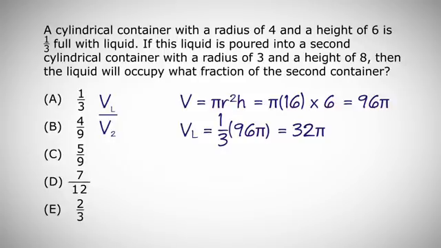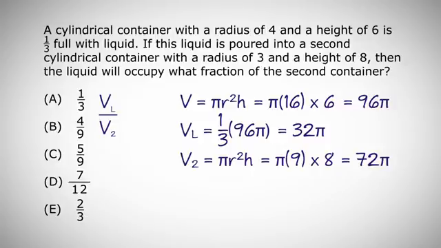This is going to be the numerator of our fraction. And our denominator is going to be the volume of the second container. The volume of the second container is going to be pi times radius squared times height. And since we know that the radius of the second container is 3, radius squared is 9, and the height is 8. So the volume of the second container is 72 pi.